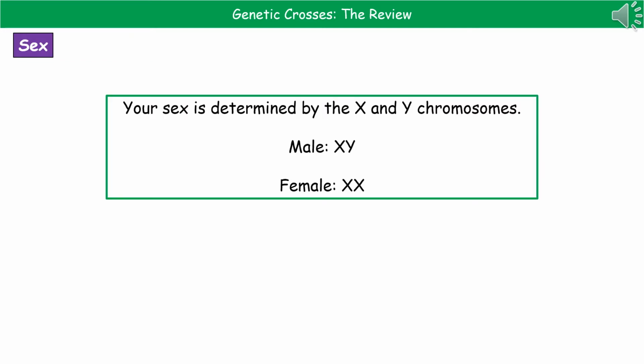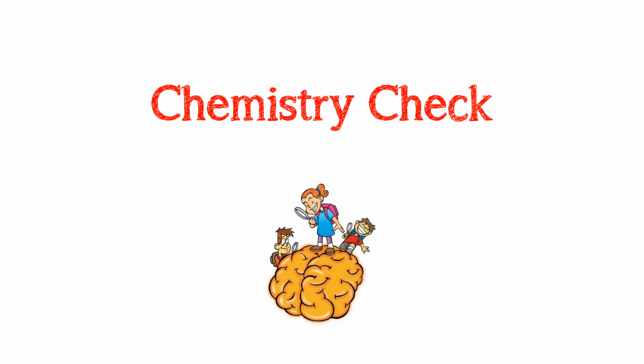Final thing for our biology blast today is just to remind you that your sex is determined by the X and Y chromosomes. So males will have 1 X, 1 Y, and females 2 X chromosomes. So if it asks you which chromosomes would determine someone is male, don't just write down Y because you've forgotten the X chromosome that comes from the mother. So male XY, female XX.